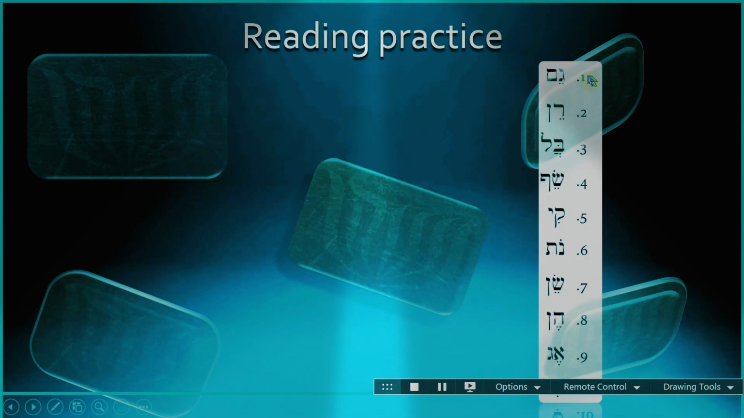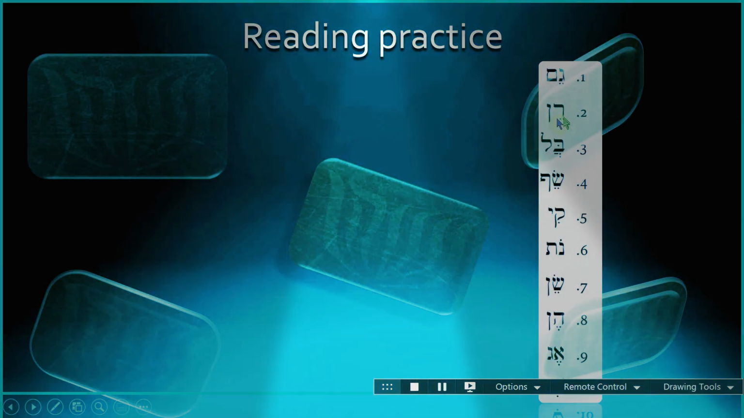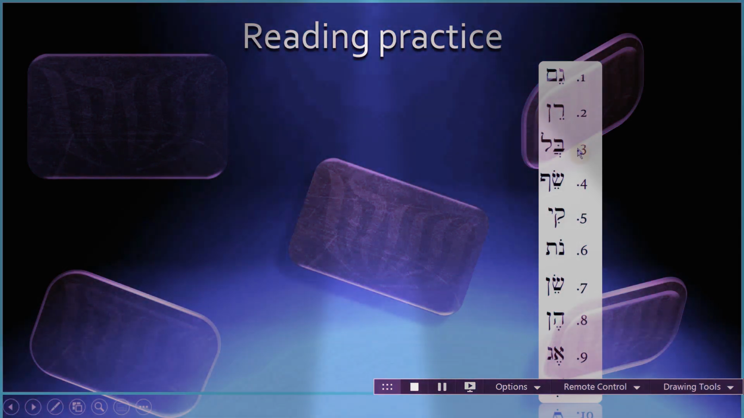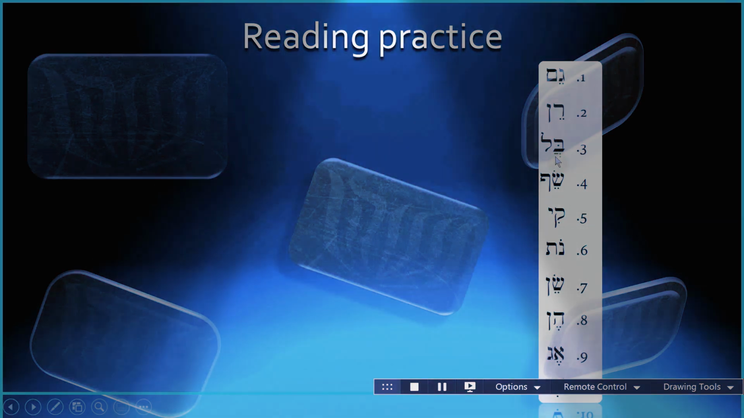Let's do some more reading practice. Try to read number 1 before me, and then I will read it. Gam. And you might see this with a dot, a dagesh, and without a dot. Today the pronunciation is the same either way. Number 2, Rein. Number 3, Bal. Right? You have your composite schwa, so we just use the second marker to know how to pronounce it. Bal.